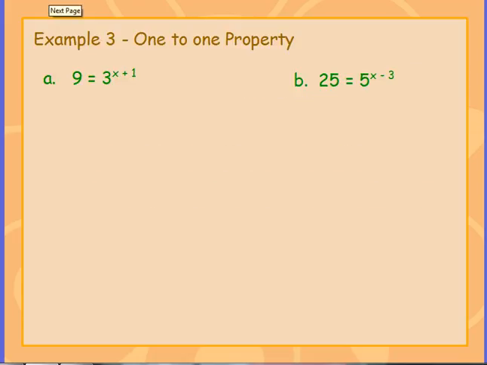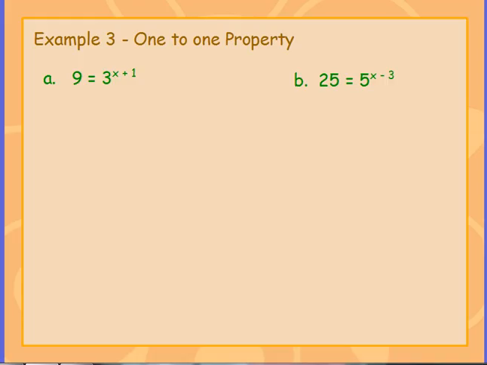Alright, so all of that comes to this. Here's the important part. When I have exponential equations, just like anything else, if there's a variable like x, I should be able to solve them. So, the way I'm going to do that is something called the one-to-one property. So, let's start with example A. It says 9 equals 3 to the x plus 1 power.